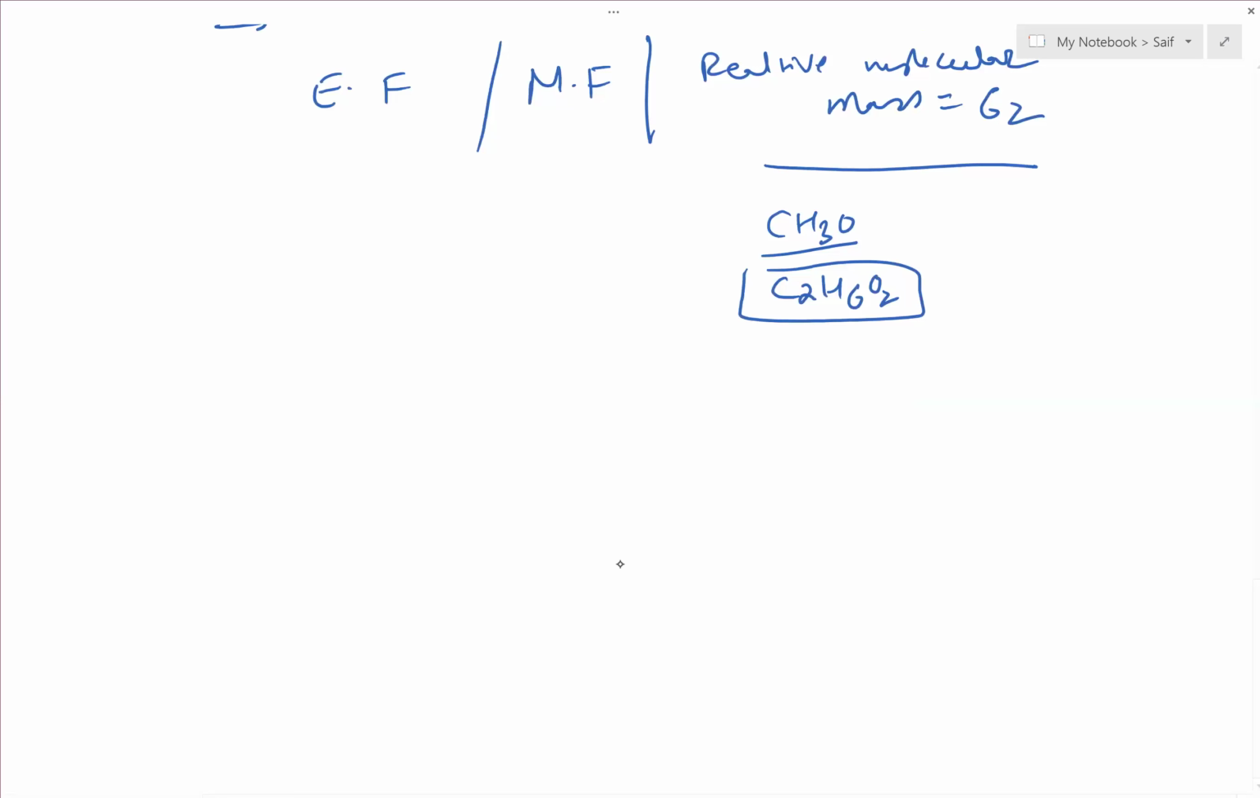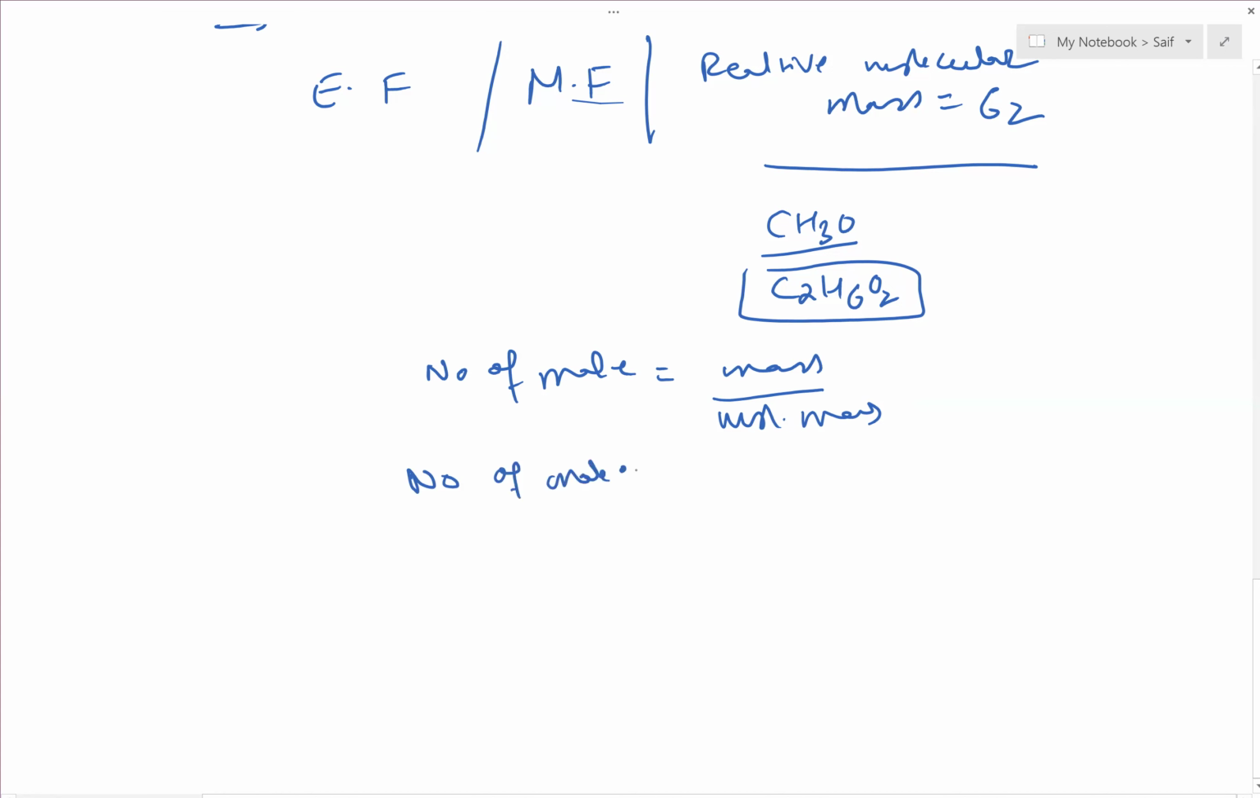Now the next thing: we have formulas. As you know, we have number of moles, and that is equal to mass over molar mass. This is the first formula which we have. Then one more formula is there when you are going to find the number of moles for a gas. How do we find that? Of a gas.